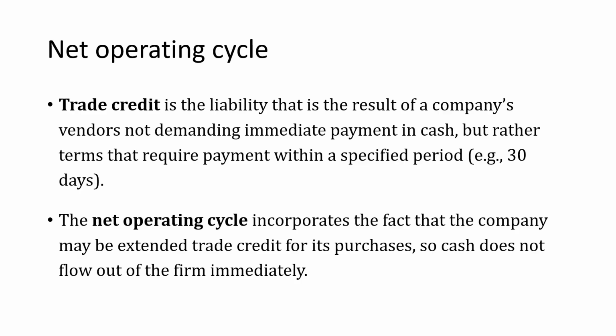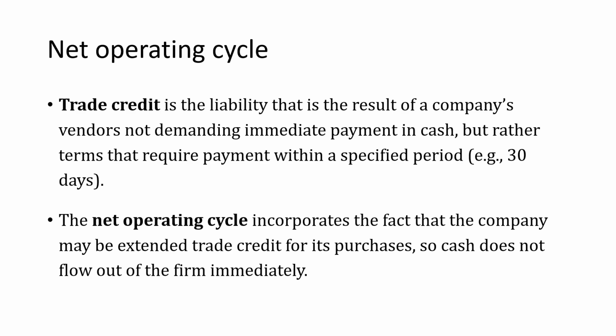For a company that is granted credit from its suppliers, we also look at the net operating cycle. Now what we do is we look at the trade credit that is granted to the company. Trade credit is the liability that results from a company's vendors, the suppliers, not demanding immediate payment in cash, but they give terms that require payment within a specified period. And that could be 10 days, 30 days, 40 days. But it becomes a liability, which we refer to as accounts payable.